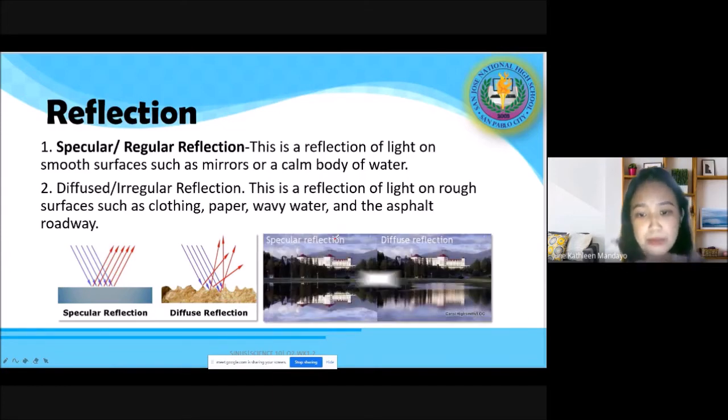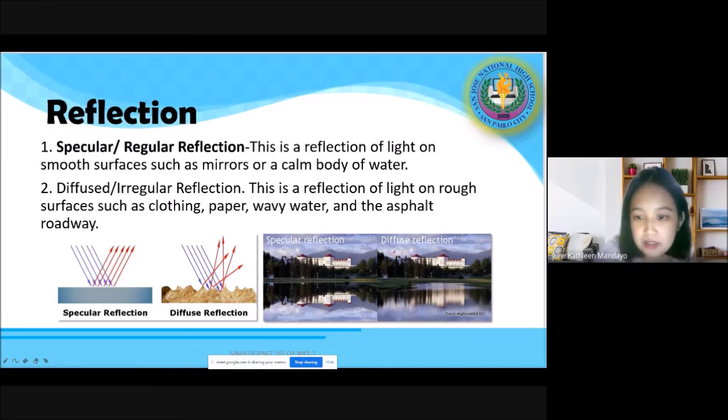So, an example of specular reflection would be a reflection on a calm body of water. So, makita natin yung building na to and then the trees. It is reflected in detail doon sa clear water. Kung ano yung itsura niya dun sa tunay, eh, hindi yung itsura niya dito. No disruptions, no damages, or what.